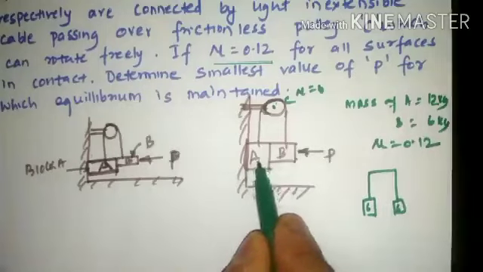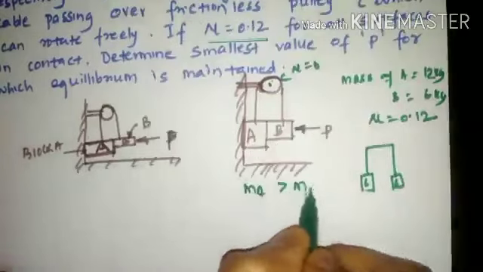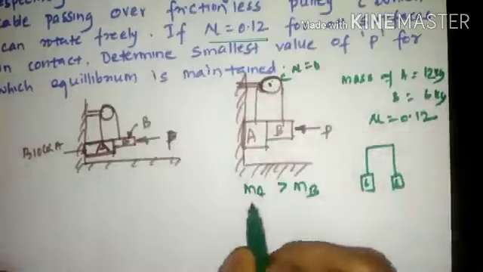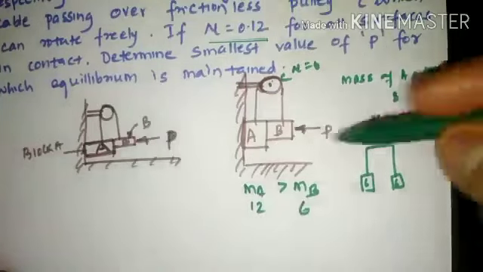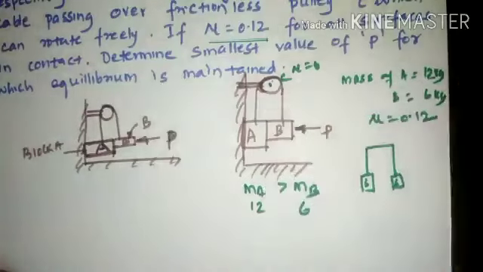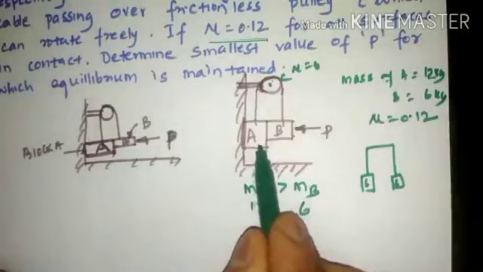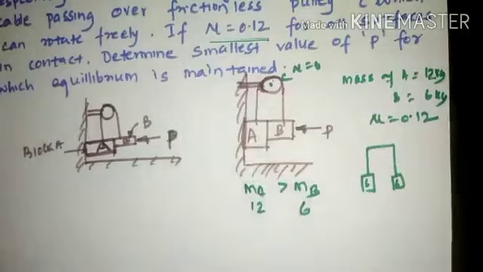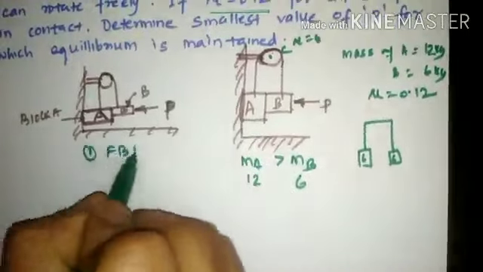The mass of block A is greater than the mass of block B, wherein 12 kg is the mass of block A and 6 kg is the mass of block B. So whichever direction the heavier block has been placed, along that direction the object will move downward. So first, we need to draw the free body diagram.